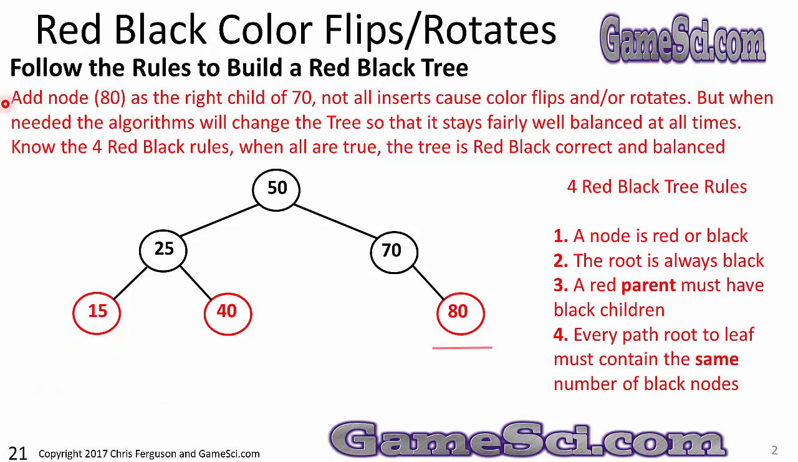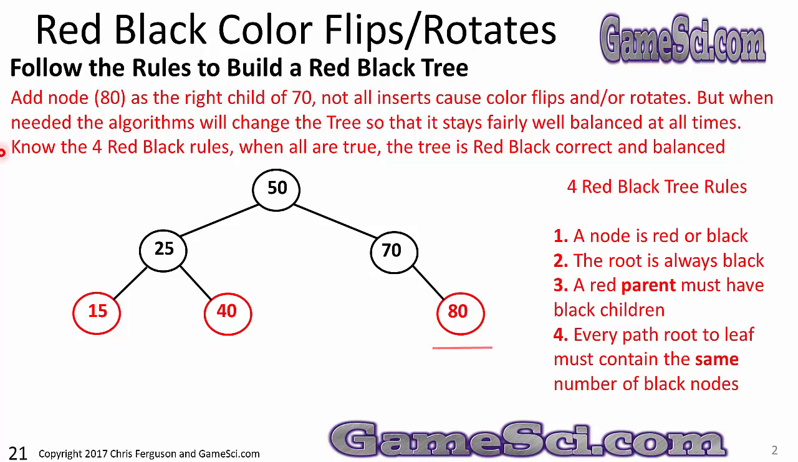Add node 80 as the right child of 70. Not all inserts cause color flips or rotates. As it worked its way down the tree, there was no need for a color flip. There was no need for a rotate. Also, you can see why we default to new nodes being red. Adding a red node here does not violate Rule 4. But when needed, algorithms will change the tree so it stays fairly well balanced at all times.